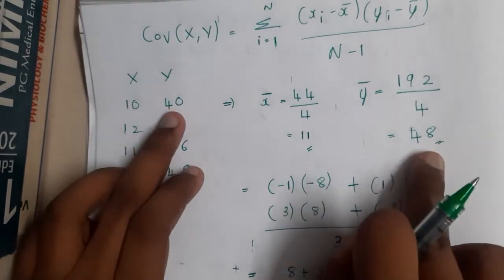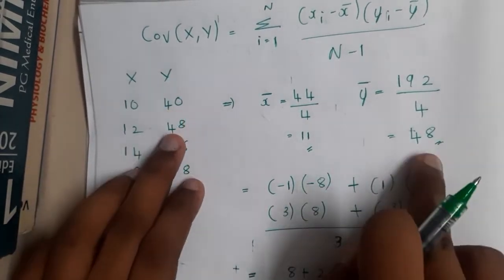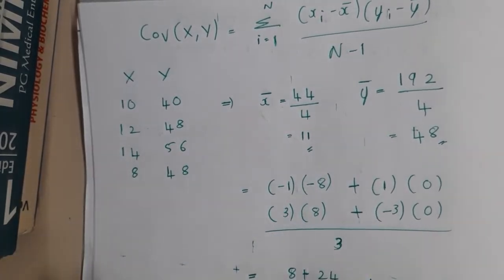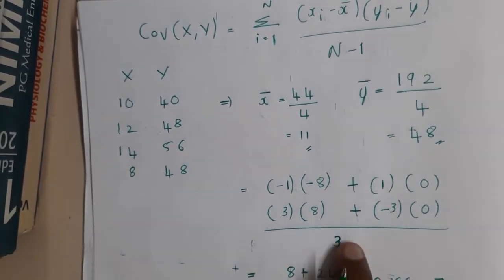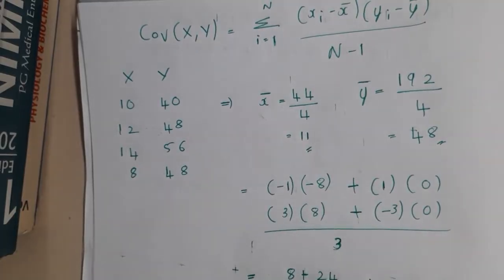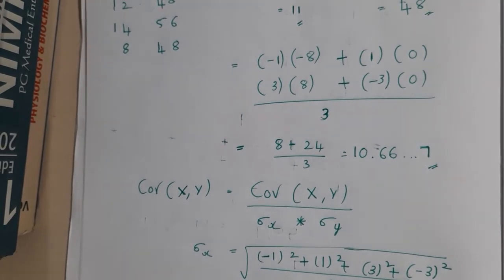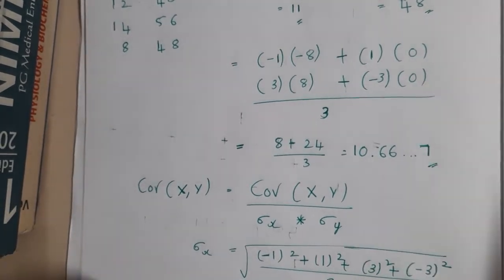Similarly, let us continue for this also: minus 8, 0, plus 8, 0. You can solve it step by step as per your wish, guys. It is divided by 3 instead of 4. Now we are dividing by 3 only, that is nothing but n minus 1. Once you solve it, you will get this value, guys: 10.6667. So this is your covariance.